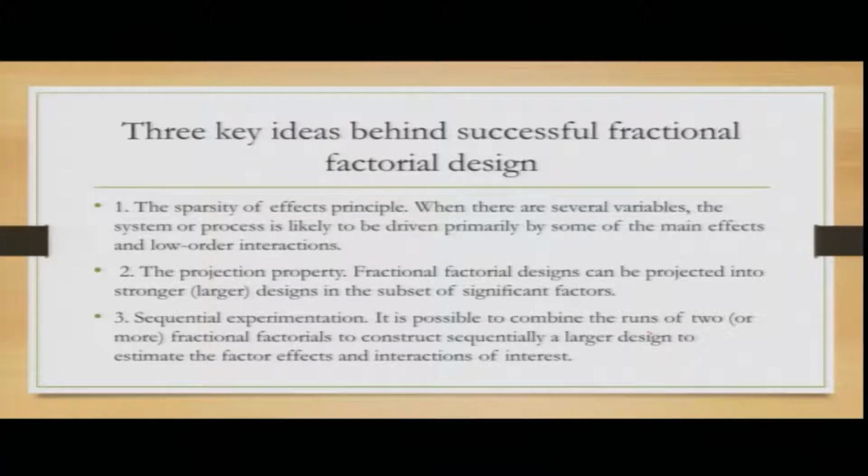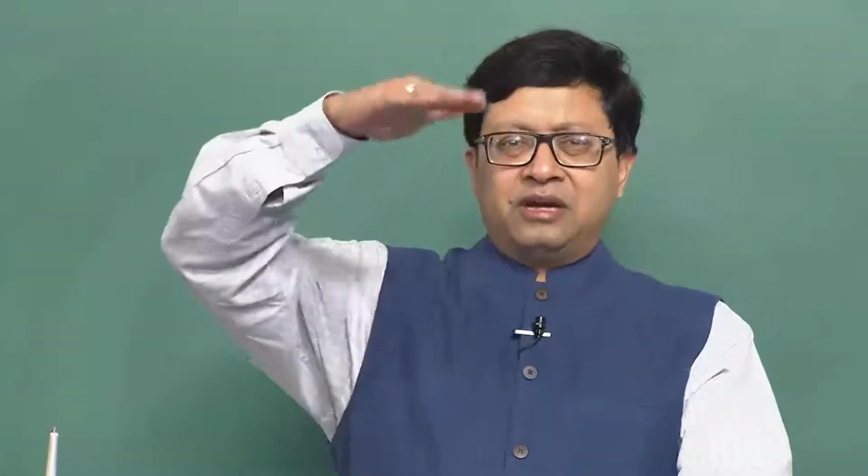Sequential experimentation means it is possible to combine the runs of two or more fractional factorials to construct sequentially larger designs to estimate the factor effects and interactions of interest. So that means if you are considering the factors A and B, the level of significance from the point of view of the sum of squares is coming out to be very less, but once we combine A and B, or A, B, C or whatever it is, the effects would come out to be much more significant, hence we should definitely not ignore them. So, sequentially we are trying to increase and find out the overall effect, taking all of them separately, then combining them two at a time, then three at a time, and going step by step to a higher level, such that we get a much more holistic and bigger picture for our analysis.